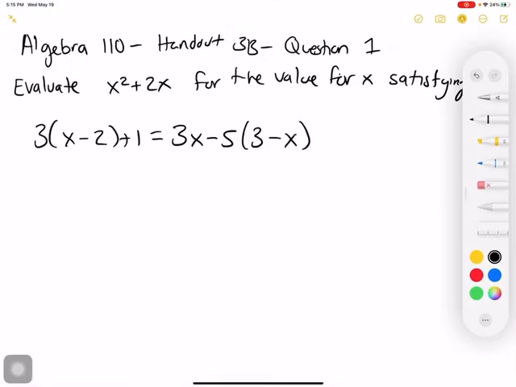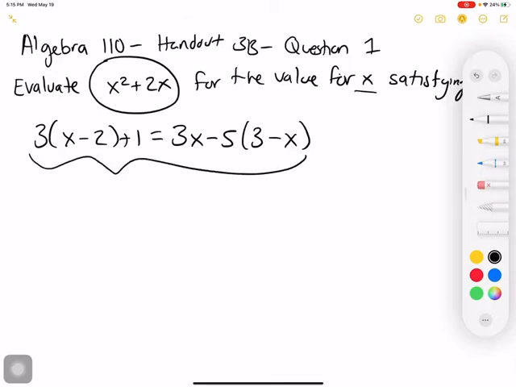Hello students, in this video I'm going to show you how to solve question 1 on Handout 3B for the first part of algebra. The question reads: evaluate x squared plus 2x for the value of x satisfying the following equation that you have in here.